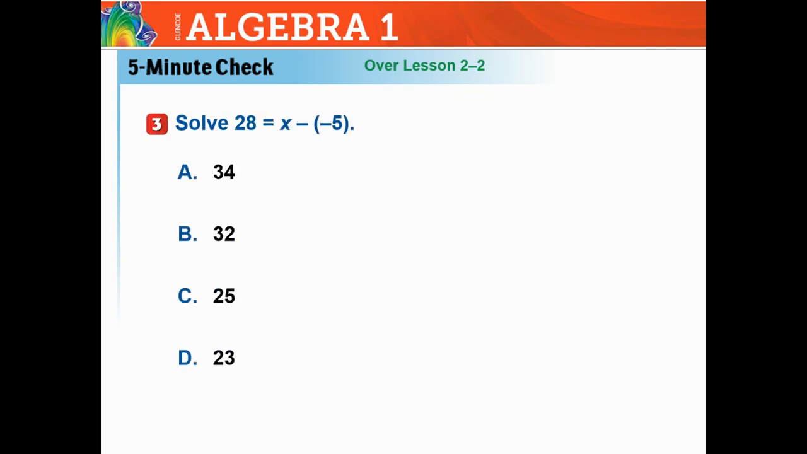Go ahead, pause the video, attempt this problem. We have 28 equals x minus a negative 5. So when we minus a negative 5, we can think of this as a positive 5 because technically the minus is a negative 1. That's how I like to think of it, which tells me I have x, and then negative 1 times a negative 5 gives me a positive 5. So this is how we can simplify the problem.